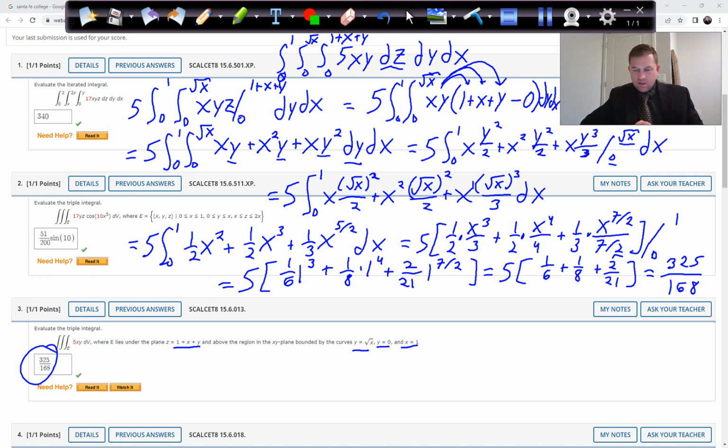Okay, so not too bad. It's just the limits get a little messy with all the fractions and everything, but just take your time and make sure you account for everything correctly. You know, adding fractions and all that, so you should be able to get there. That's problem 3.